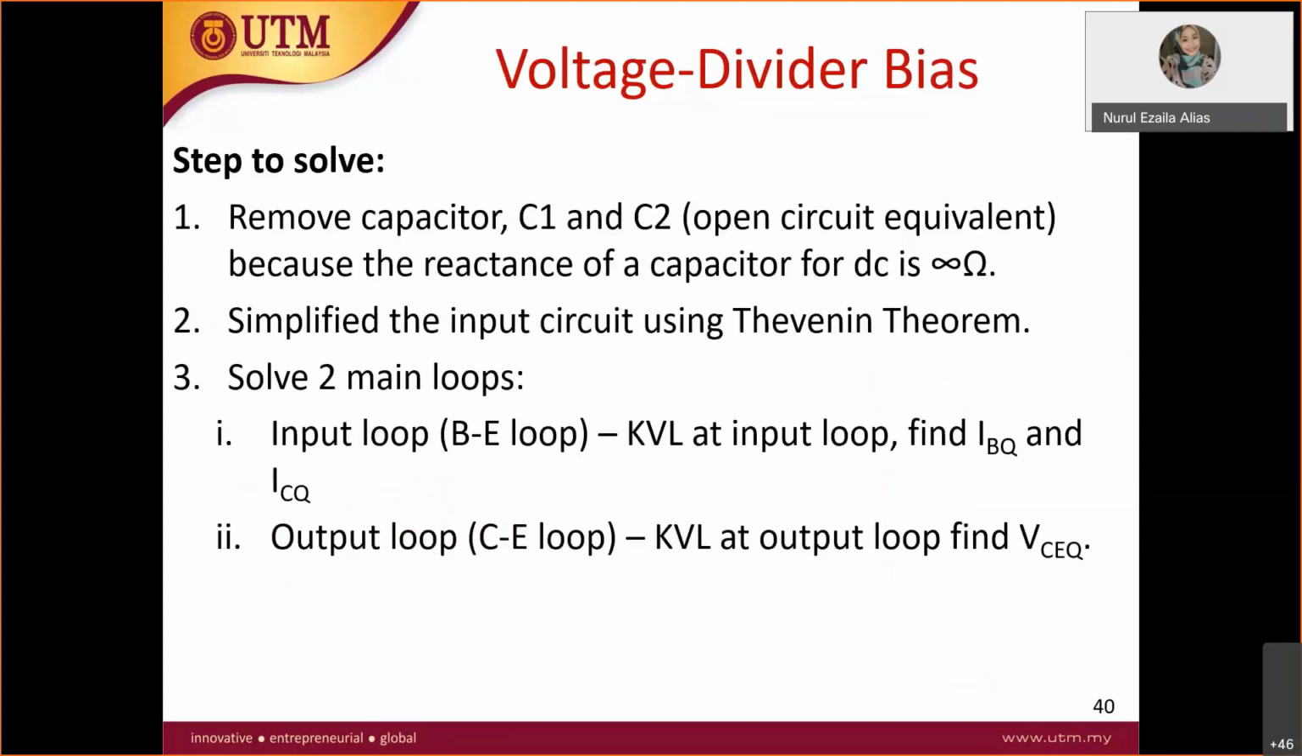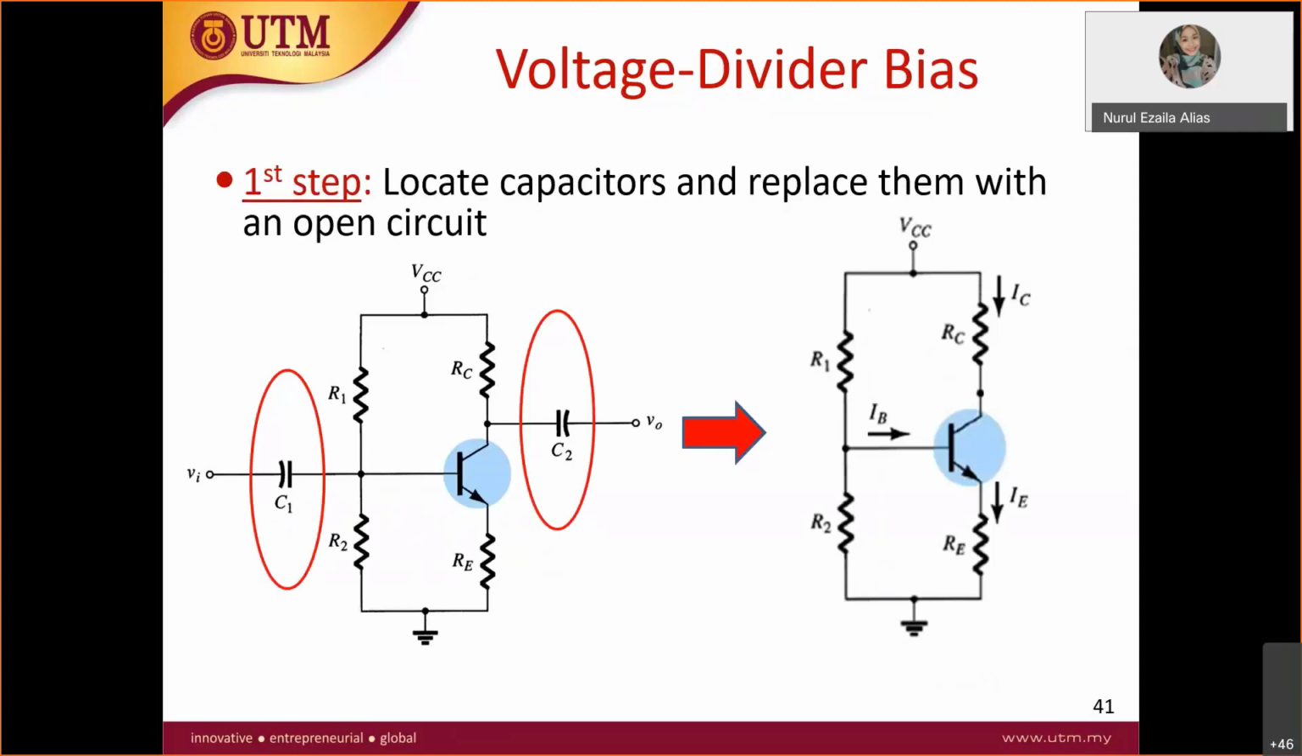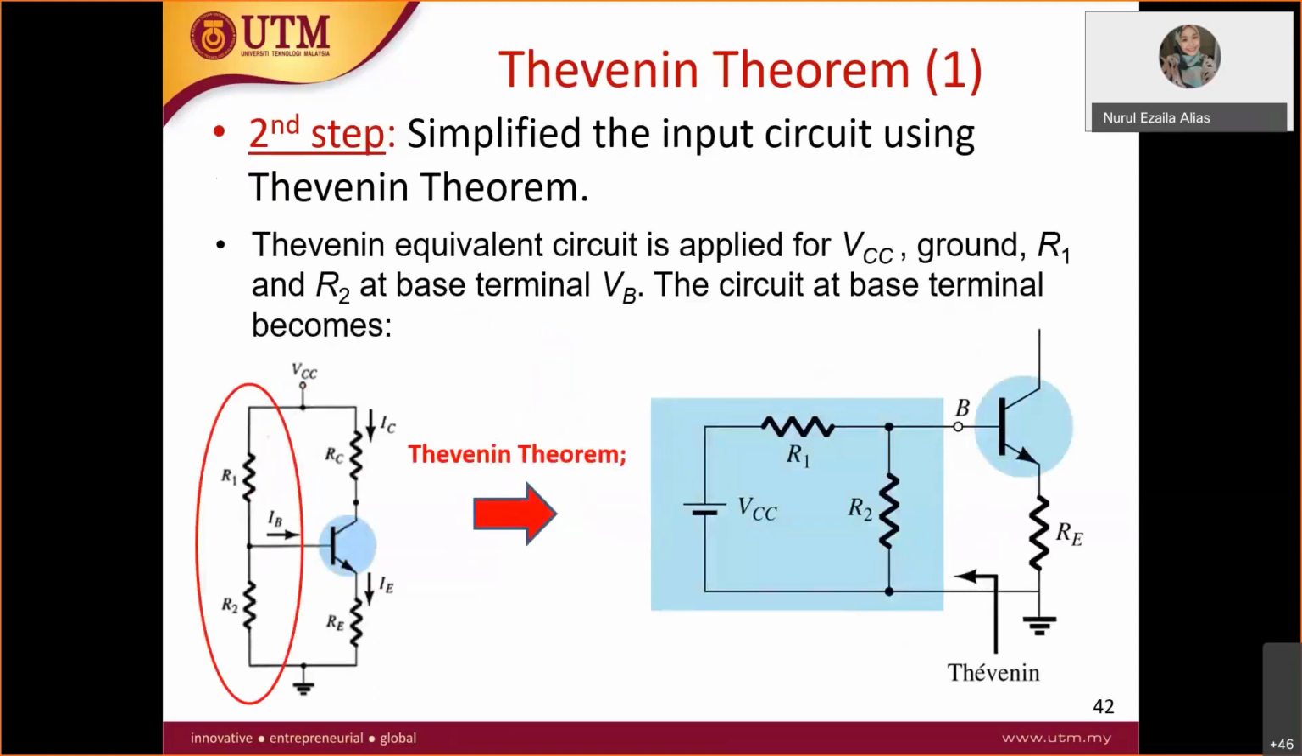All right, steps to solve, same as before. First step, you remove the capacitor, which becomes open circuit, and then this is the equivalent circuit. Do not forget to put all the notation: you have base, collector, and emitter here. Do not forget all the currents as well. And then you have voltage VBE here, and voltage VCE here.